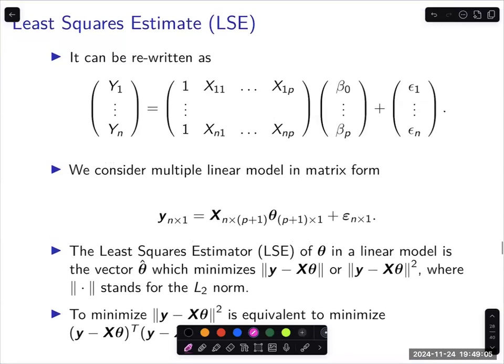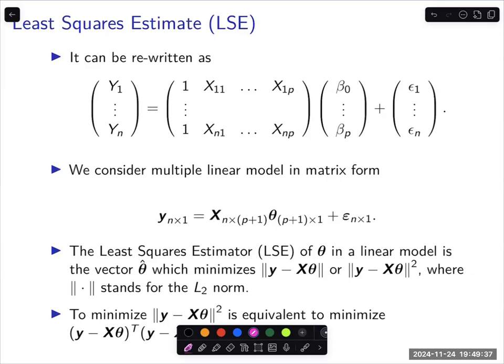There's a special representation for the least square estimator. So we can rewrite the model in the following format. The reason for that is that we can take advantage of vector derivatives to get the minimizer. So before we talk about the least square estimate for beta 0 to beta p, we are going to rewrite our model in the following format.